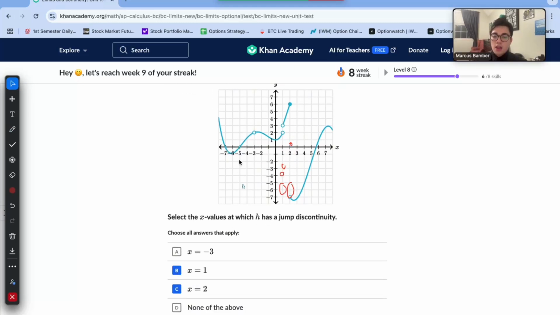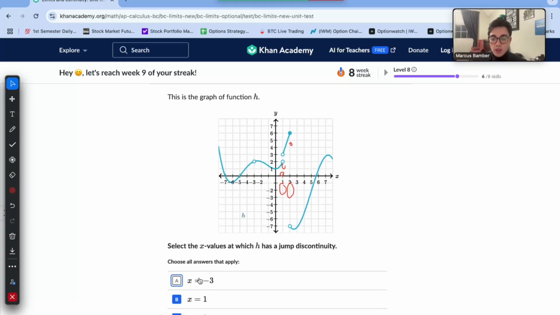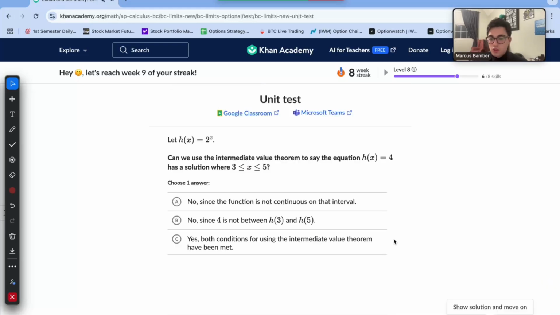So B and C, the other answer choice, x equals negative 3, that is only a hole discontinuity. As you can see, there is just an undefined value in the midst of the function values. So let's go ahead and move to our next question.